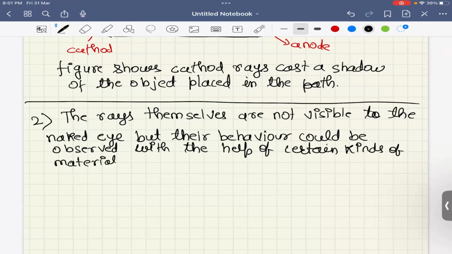That means when this material hits the fluorescent material, they glow. That is what we mean by that, right?